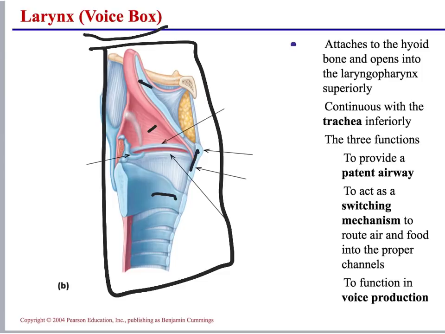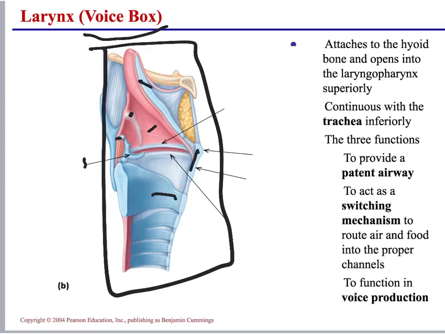Of these, the cuneiform is this one. Then we have the corniculate, which is this one, okay? And this one that I have an arrow on is called the arytenoid. The reason I have the arrow on the arytenoid is because I want to talk about the vocal cords in just a second, all right?